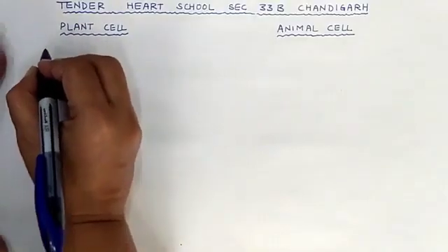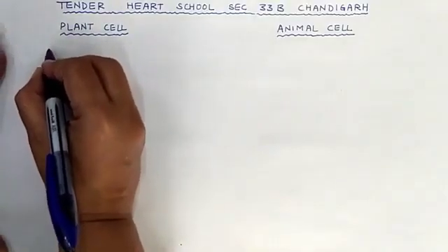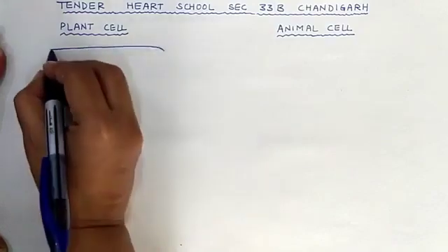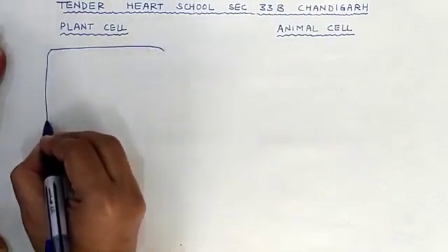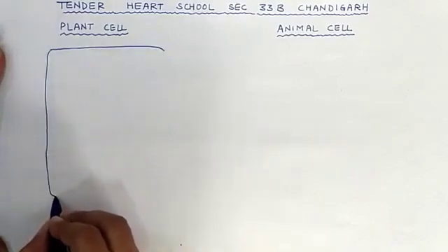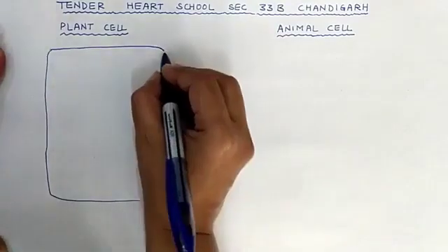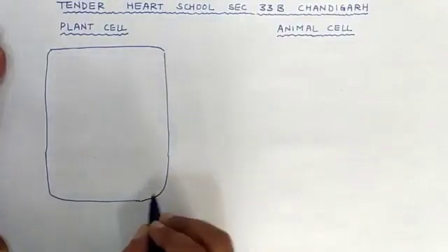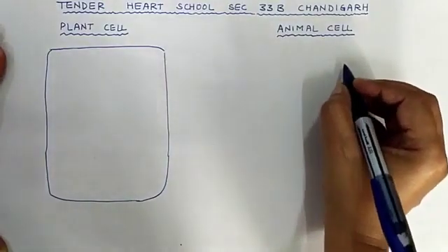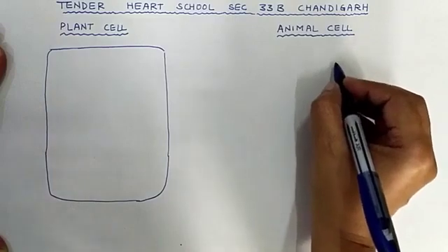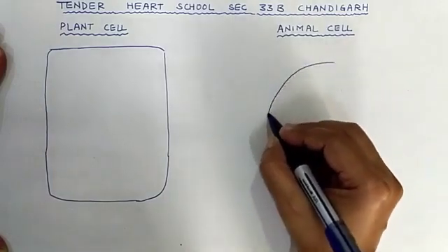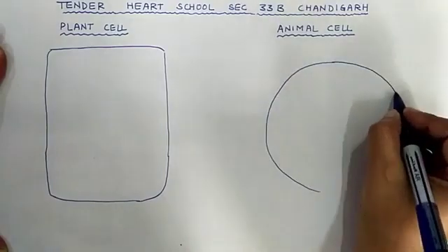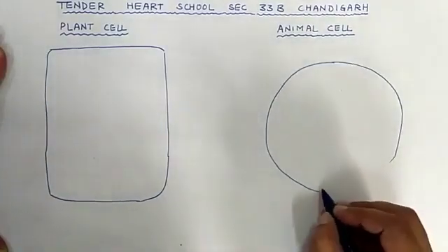Plant cell, we show with a rectangular shape. So this way you can draw the plant cell. And animal cell is round. It is usually depicted in a round shape, right?